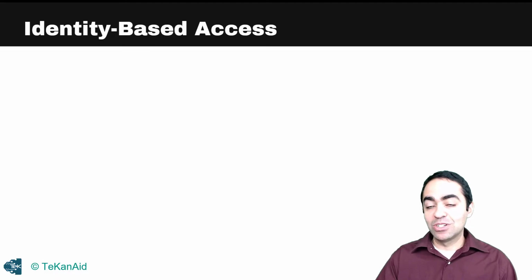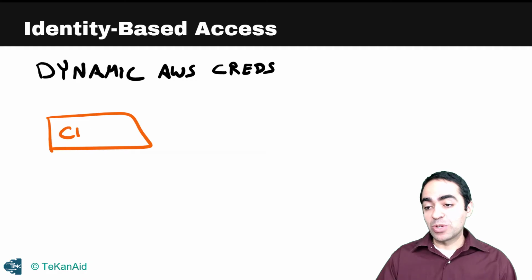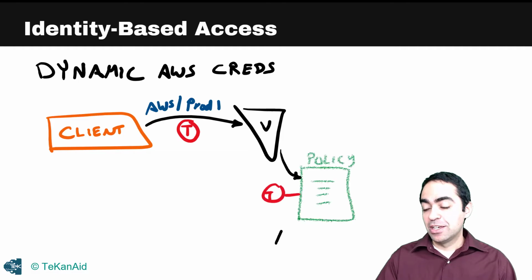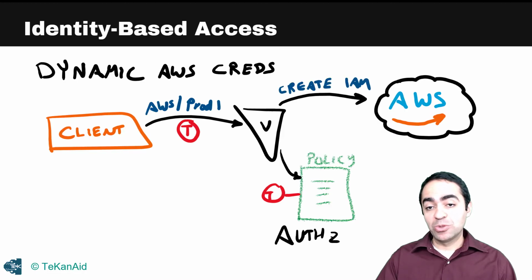Let's take a look at the third use case. As an example here, we're going to use the dynamic AWS secrets engine. And what we'll do is we have a client once again. This client wants to talk to Vault. So it passes its token with a particular path, AWS/prod1, for example. Vault's going to check the policy that is associated with that token. And if that client is authorized, it's going to create credentials inside of AWS.